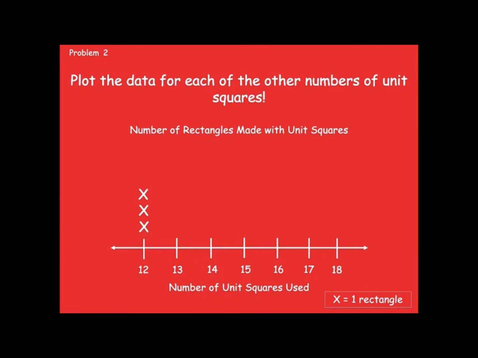All right, friends. Pause if you need more time. Okay, so here's what I came up with. There was only 1 rectangle for 13, so I'm going to draw 1 X. There was 2 rectangles for 14, so I would draw 2 X's. There was 2 rectangles for 15, so I would draw 2 for 15. 3 for 16, so we would have 3 X's here. Only 1 for 17 and 3 for 18. So pause the video and check to make sure that your line plot looks like mine. And then click play when you're ready for the next step.